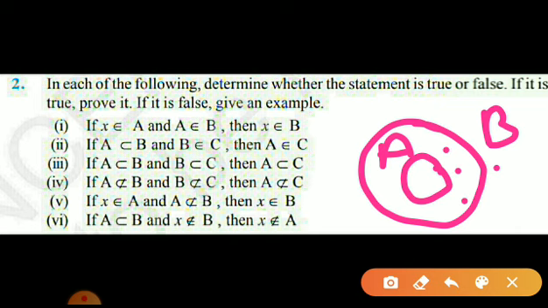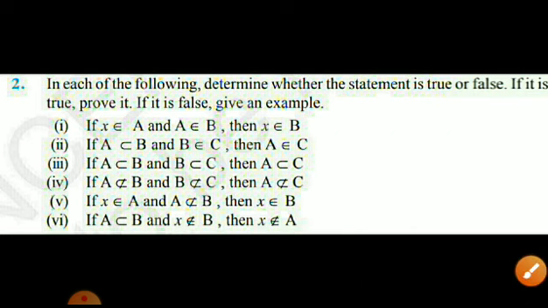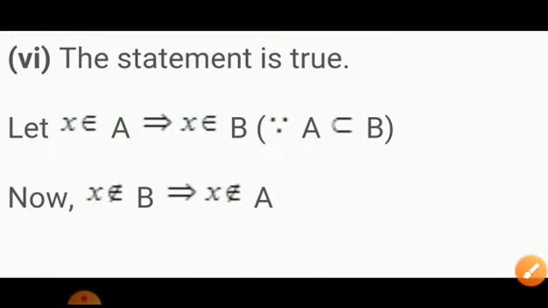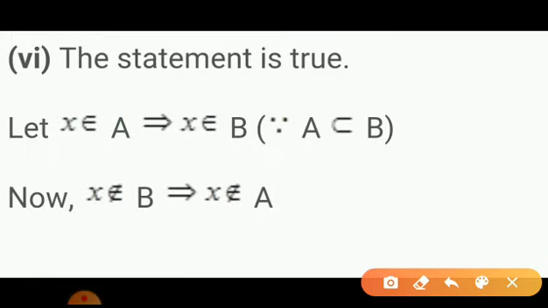Because suppose here your B contains 1 to 10. That means my A should contain the elements, since it is a subset, from 1 to 10. I won't be writing the elements of A as anything other than 1 to 10. Clear? And hence, if X is not a member of B, then what can we say? X will not be a member of A itself. Because if it is not there in the bigger set, it cannot be a member of your smaller set. So, since it is true, we have to prove it.